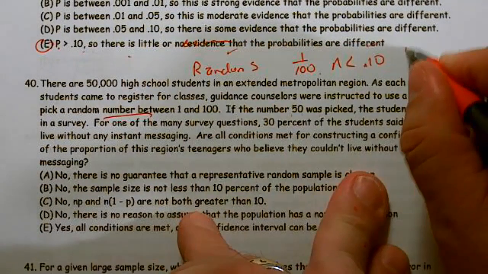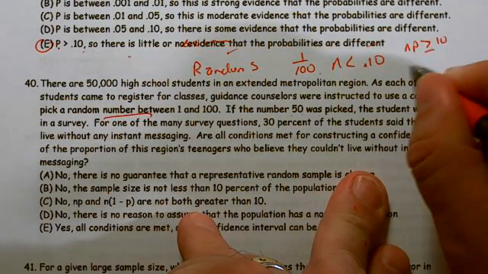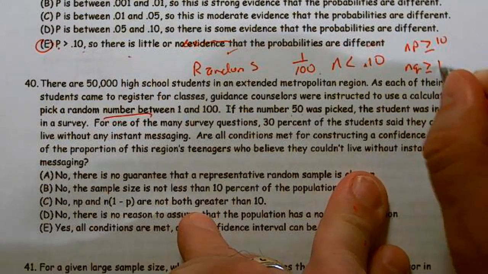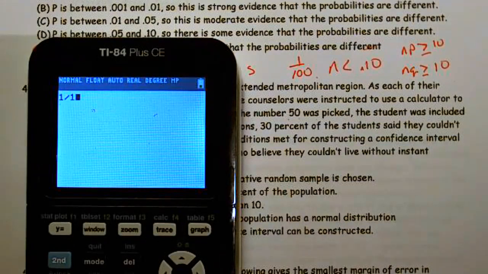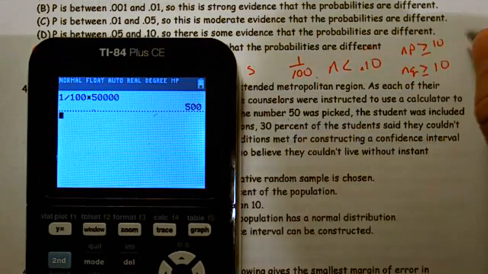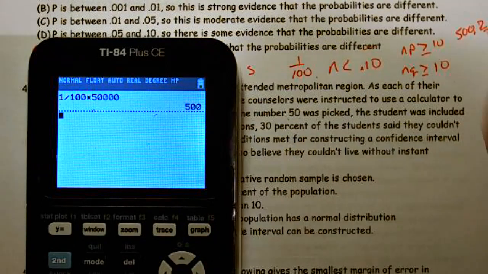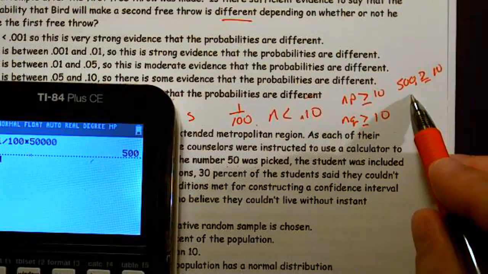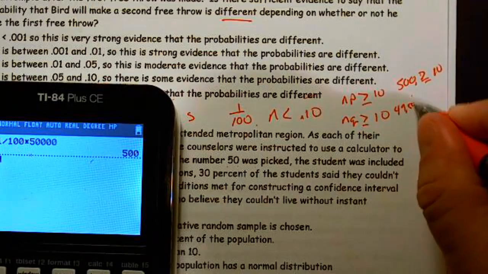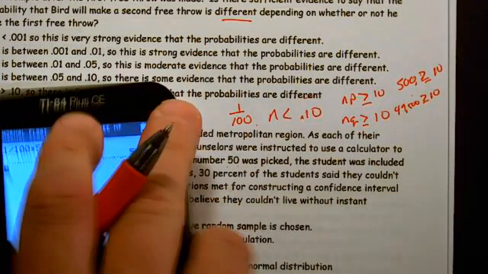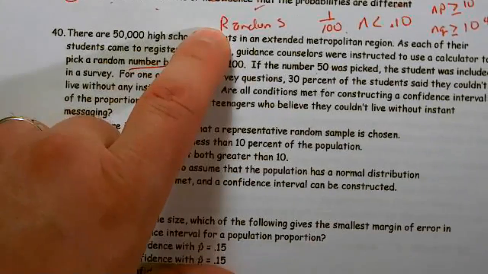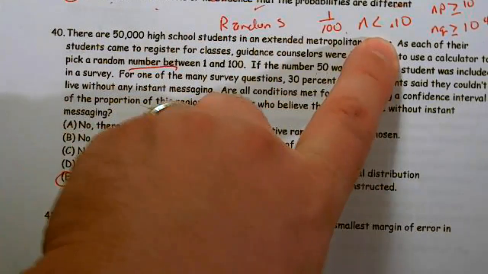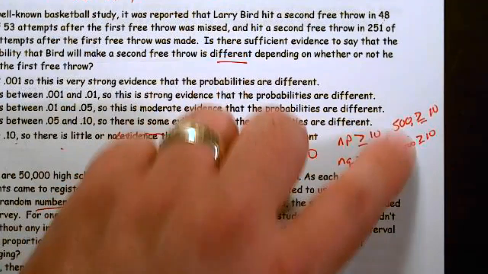All right. So np has to be greater than or equal to 10, and nq has to be greater than or equal to 10. Well, np is going to be 1 over 100 because we're choosing 1 out of 100. So 1 divided by 100 times the 50,000. Well, that's 500. 500 is greater than 10. That's large enough. Well, if we chose 500, that means there's 49,500 that we didn't choose. So that's greater than 10. So np and nq are great enough. Consequently, all conditions are met. We used a random number table, so we have random selection. 1 out of 100 is less than 10% because it's only 1%. And we just checked np and nq, they're large enough.